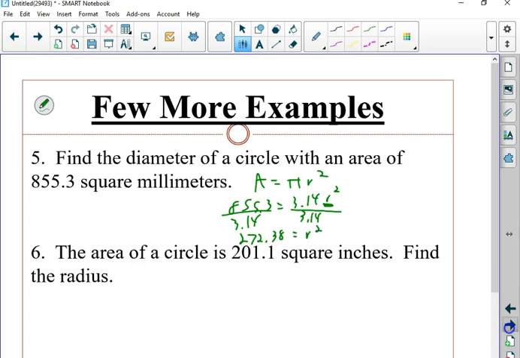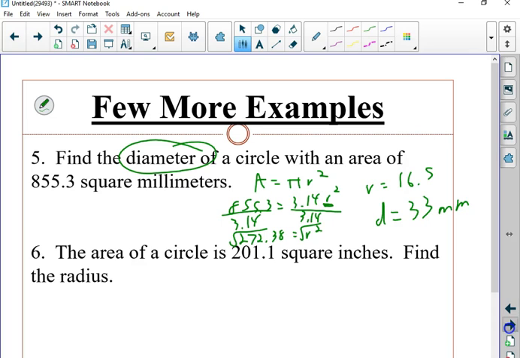We don't want r squared, we want r. We want the radius. So we're going to square root both sides. And that's going to give us r equals 16.5. Which is not what the question was looking for. It wants the diameter. Don't just stop and move on. The diameter is double that, which is 33. And that's going to be millimeters.